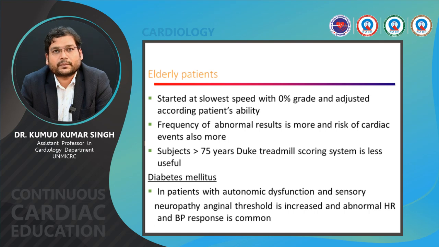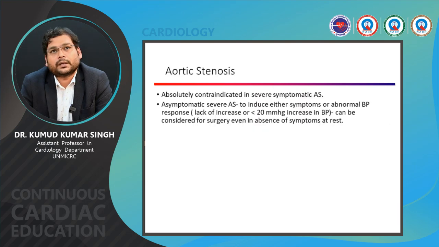In subjects more than 75 years of age, the Duke's treadmill scoring system is less useful. In patients with diabetes mellitus, autonomic dysfunction and sensory neuropathy, the anginal threshold is increased and abnormal heart rate and BP response is common. Aortic stenosis.